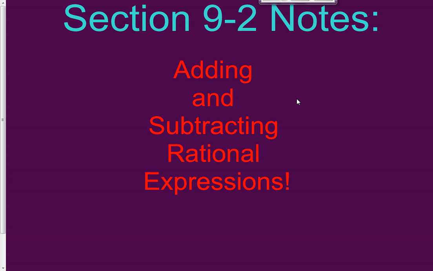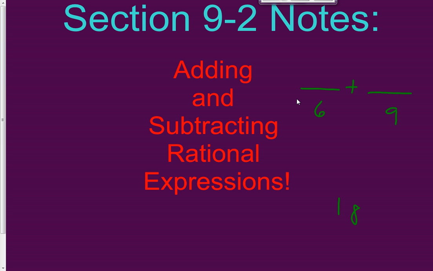Hi class, we're continuing our lesson today with adding and subtracting rational expressions. As we start this, I just want to run through something with you really quick. If we have a denominator of 6 and a denominator of 9, I think we could all agree that to get common denominators, if we're adding or subtracting these, it's going to be the number 18, yes? Because 6 goes into 18 and 9 goes into 18.